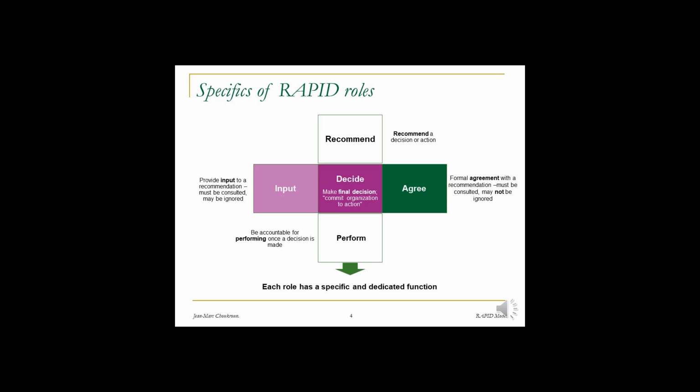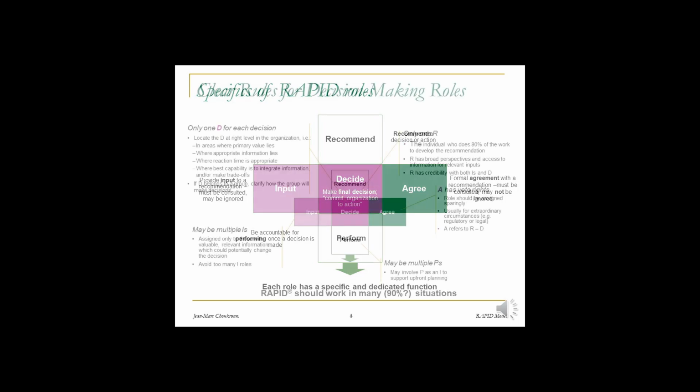And on the right, we have the must agree. They must be consulted and may not be ignored. They have veto rights. So for example, the R, the D, and the P may be the same person. Typically, the A will not be, and the I are potentially a multitude of people outside.